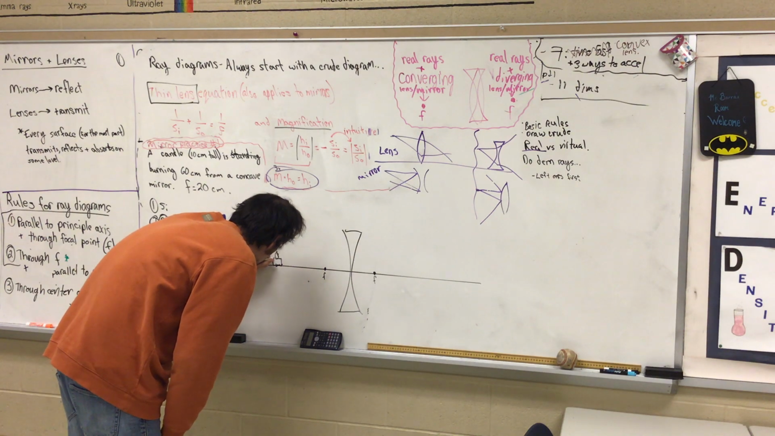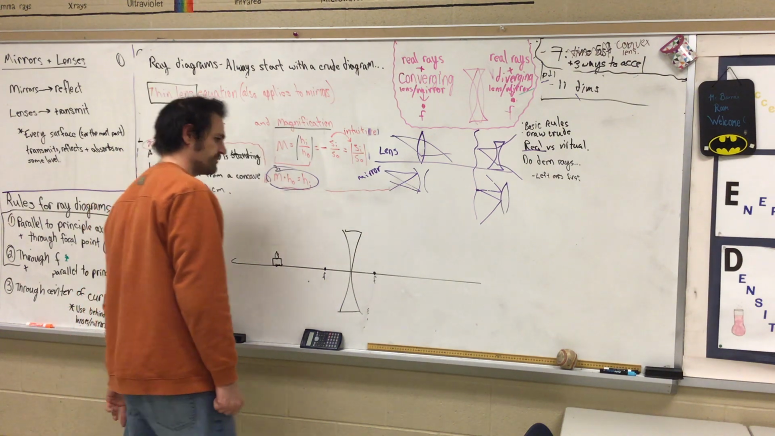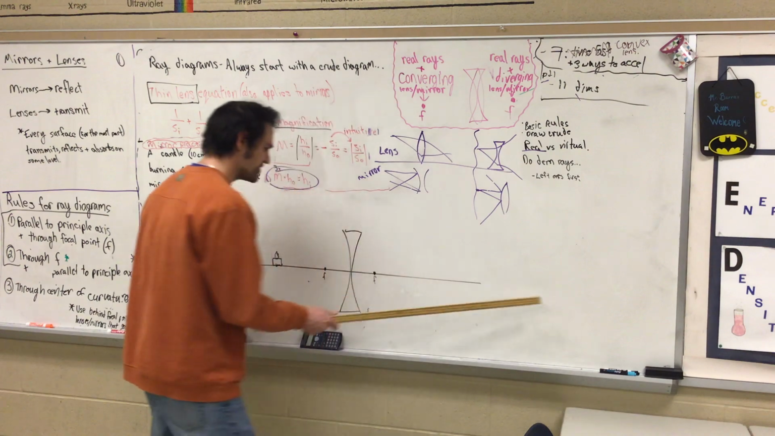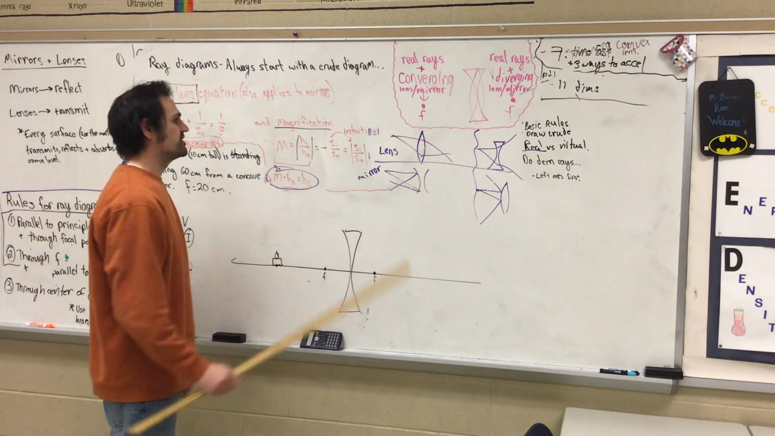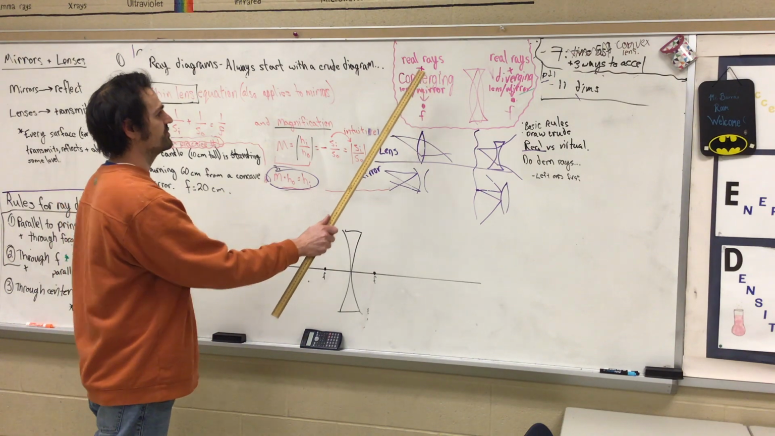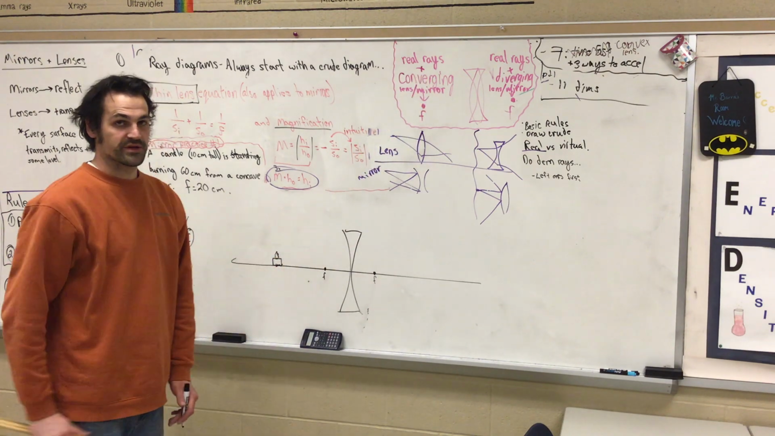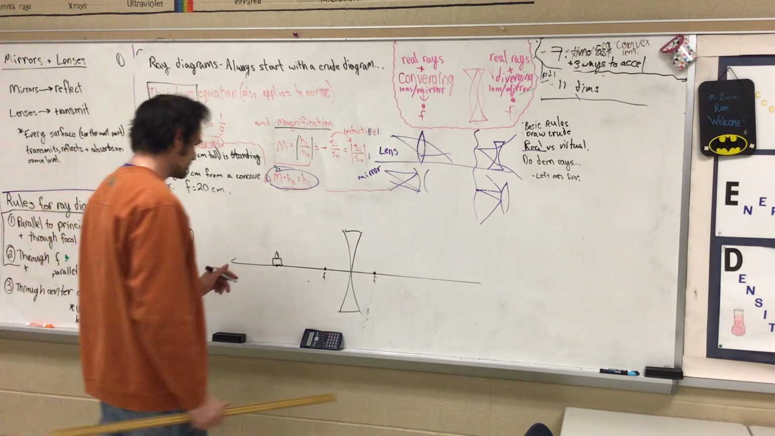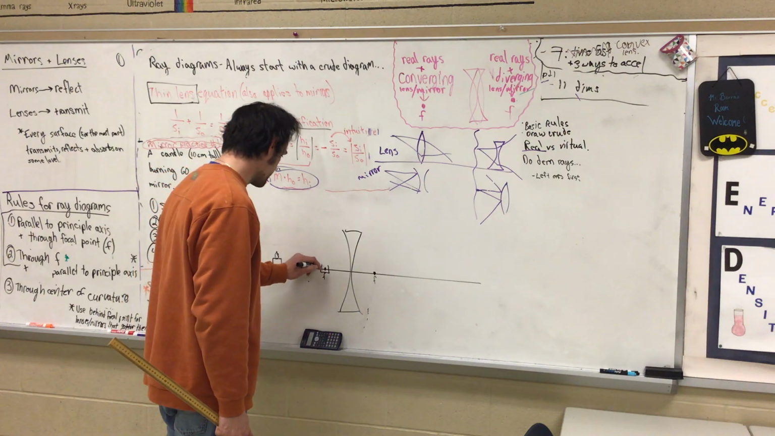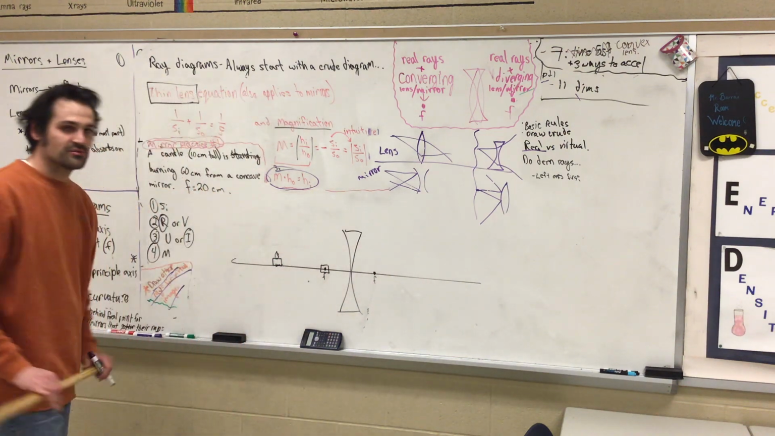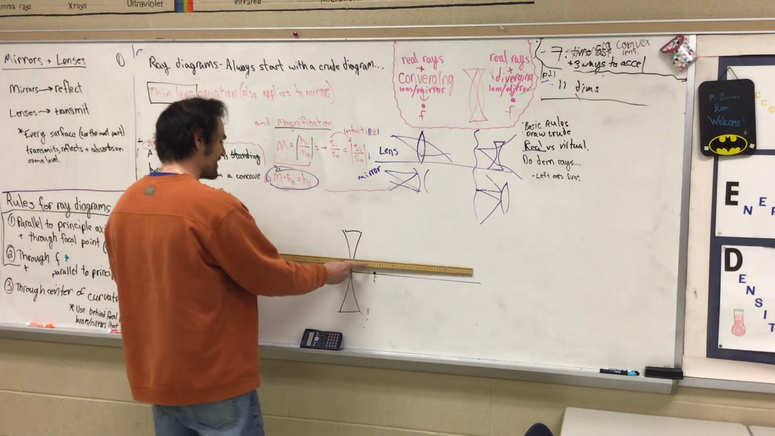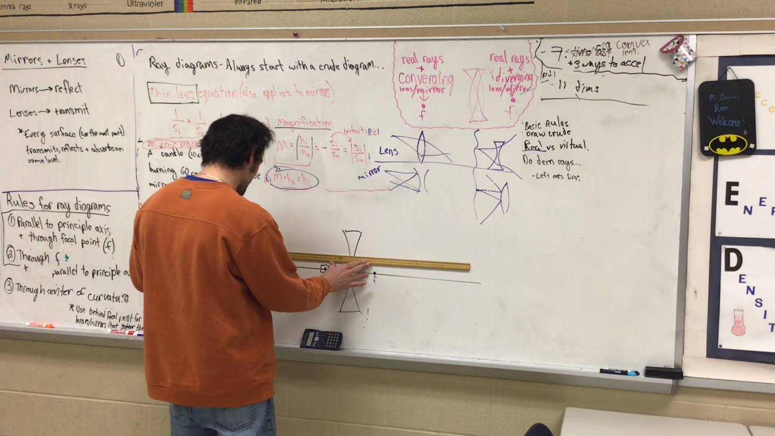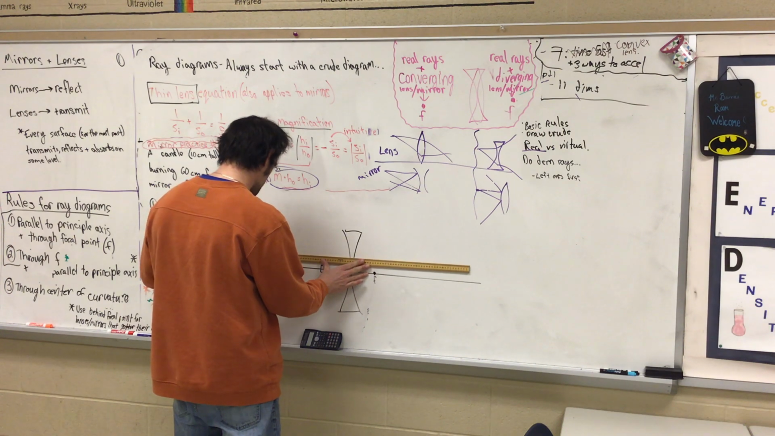There we go. Which focal point are we going to use? It's a converging mirror. Converging lens and mirrors mean you use the left focal point. So that's the focal point I'm going to use for rule number 2. But I'm jumping the gun, and I'm going to go back to rule number 1. And I'm going to draw parallel to the principal axis.